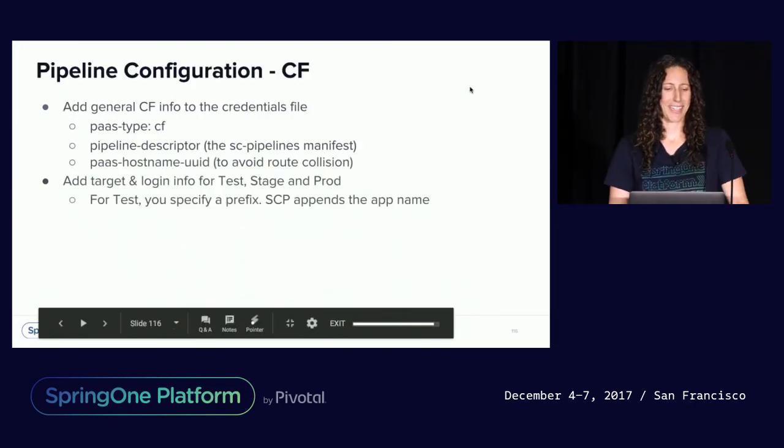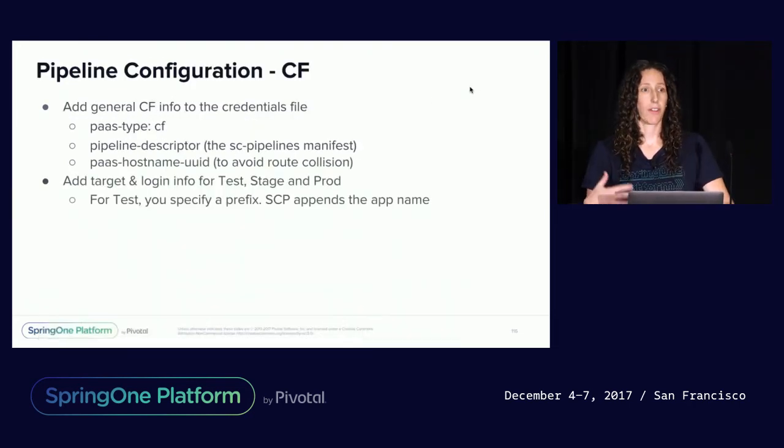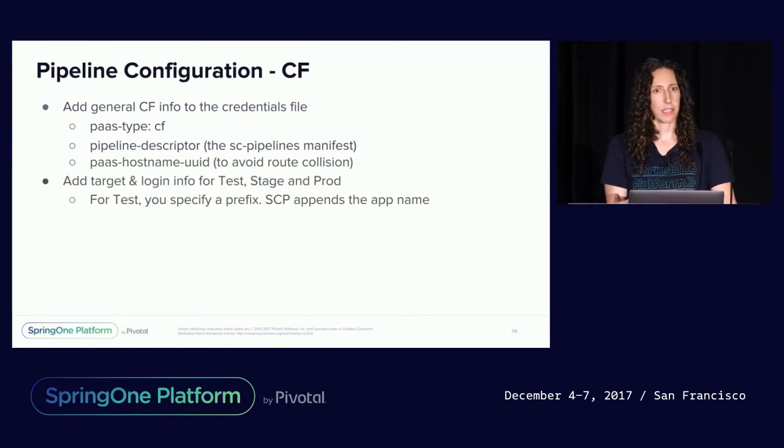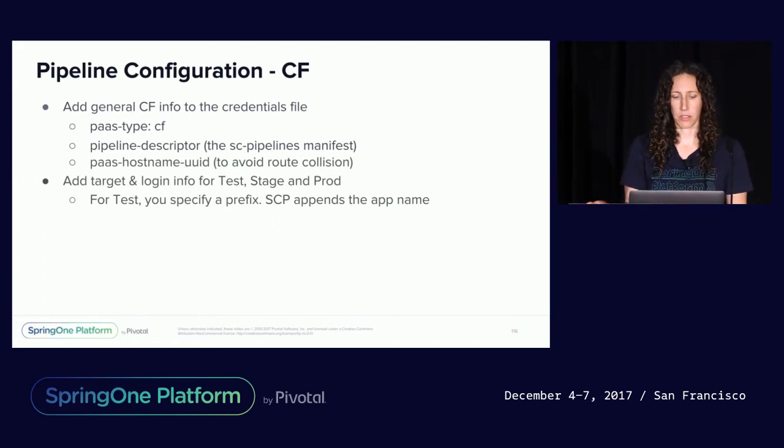So the pipeline configuration. The next thing is that we have to give our credentials to Cloud Foundry to the pipeline. So first, we give it a paths type in the same credential files where we had put the Git credentials and the Maven credentials. Now we have to tell the pipeline this is Cloud Foundry as opposed to K8s. We're telling it also where to find that Spring Cloud Pipelines manifest file that we just created with a list of services and how to create them.